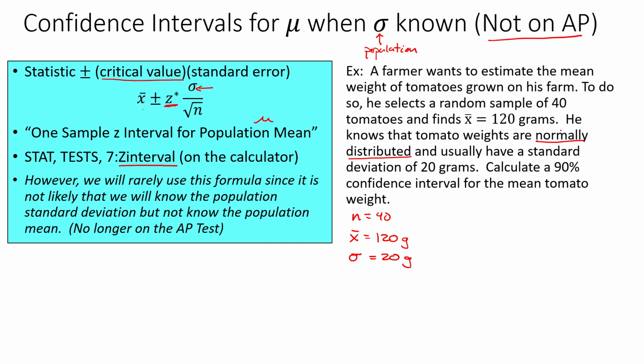All right, so he's talking about the population. He knows the tomato weights are normally distributed and usually have a standard deviation of 20 grams. Again, this will not be a case on the AP exam. Calculate a 90% confidence interval. All right, so we would just take these numbers and plug them into z-interval.